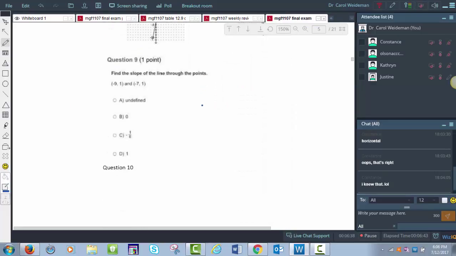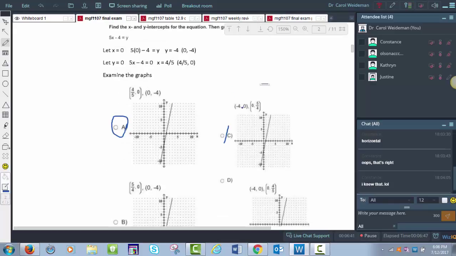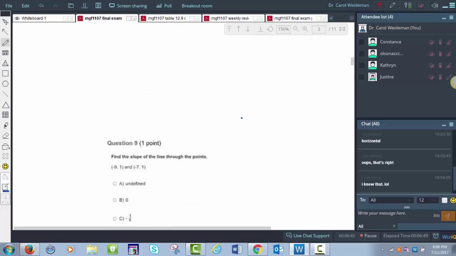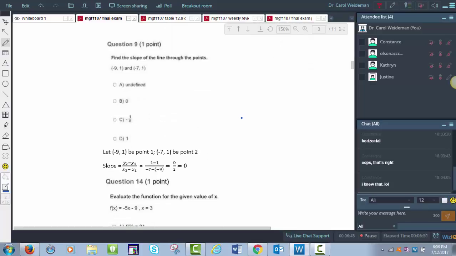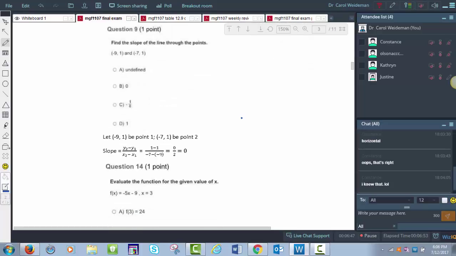Find the slope of the line between the 2 points. All right, I've got a detailed solution for that one. I'm going to have to do a little work on that one. All right, so pick one point to be point 1 and one to be point 2. Set up your equation for slope, change in y over change in x, rise over run. So the way I set it up, I have 1 minus 1 is 0 over -7 minus 9. I get 0 over 2. The slope of the line is 0.